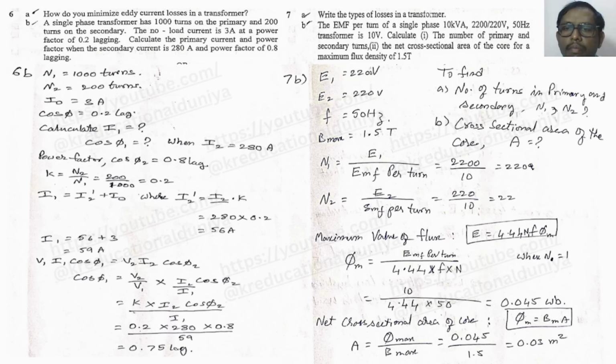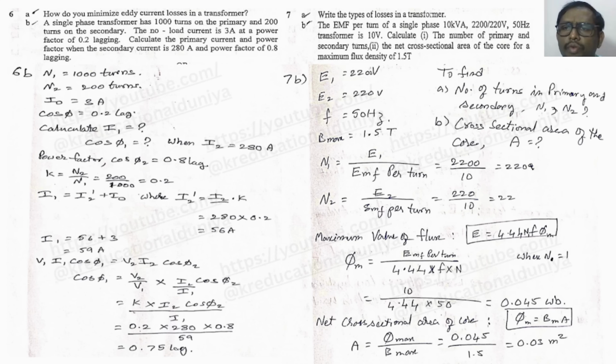For one turn it is 10 volts, so for the number of turns it is 2200 volts. So 2200 by 10, that is 220 turns in the primary winding. In the same way, N2 equal to E2 by EMF per turn, 220 by 10, that is 22. The number of turns in the secondary is 22.